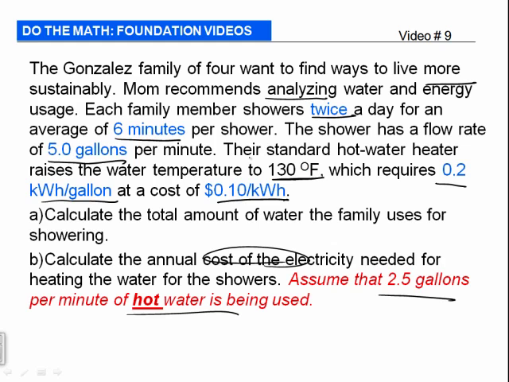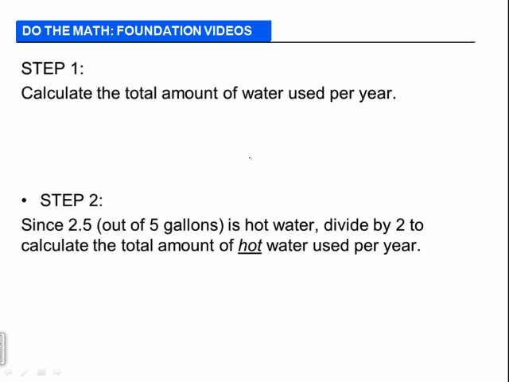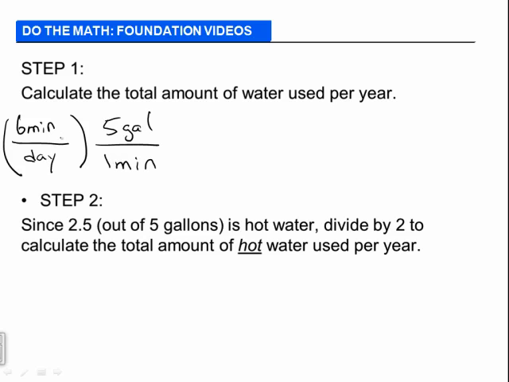So we have two problems here and lots of numbers. We've got to figure out how we're going to solve this problem. We want to calculate the total amount of water used per year. So how are we going to do that? Well, I want to solve it dimensionally. From the data on the previous slide, we have 6 minutes in a day that they're going to shower. This is per person, right? And then they're going to use 5 gallons in 1 minute. Now I put this minute down here on the bottom so that I can get the minutes to cancel.